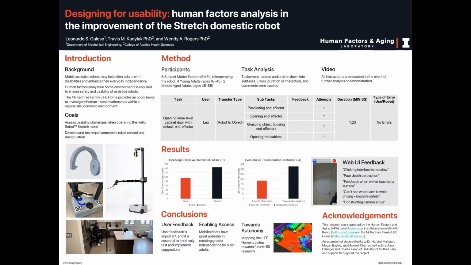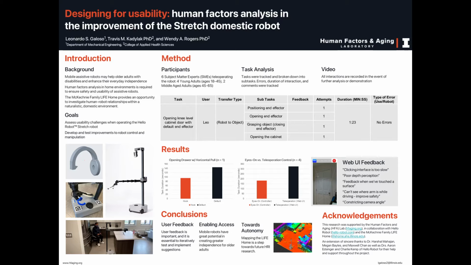This past semester, I looked into designing for usability and utilized human factors analysis in the improvement of the Stretch domestic robot. To give you some background, mobile assistive robots have the ability to help older adults and enable autonomy in their lives. In order to explore their capability, it's necessary for us to test these robots within a home environment to ensure their safety and usability.